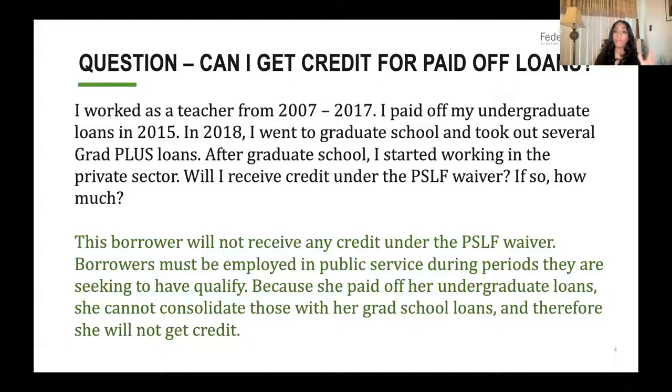So this borrower wouldn't get any credit under the waiver. And that's because they already paid off their undergraduate loans, so now they can't be consolidated. Those are done. So she can't get any credit under the waiver. And she now works in the private sector, so she doesn't work for a PSLF eligible employer. So she won't get any additional credit because those undergrad loans are gone. If they still existed, she would have been able to get credit for the time as a teacher, but she paid those off and now she's not in PSLF eligible employment.